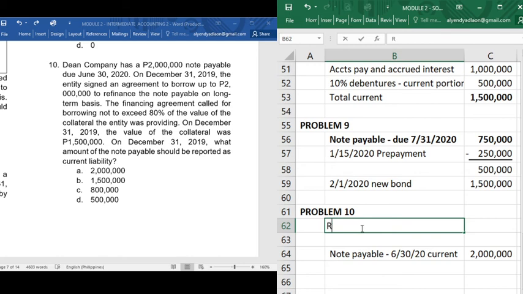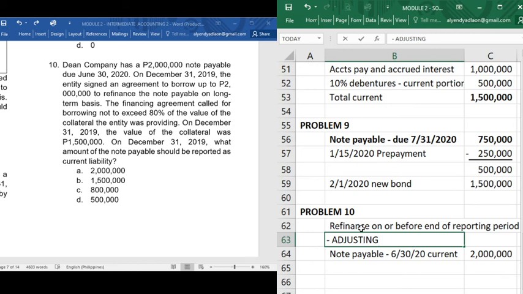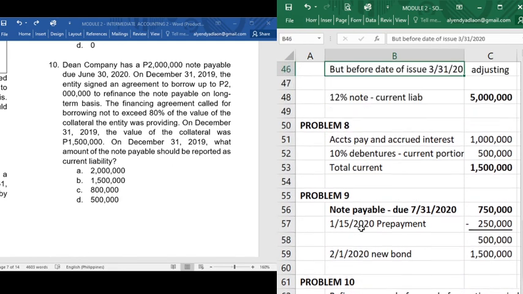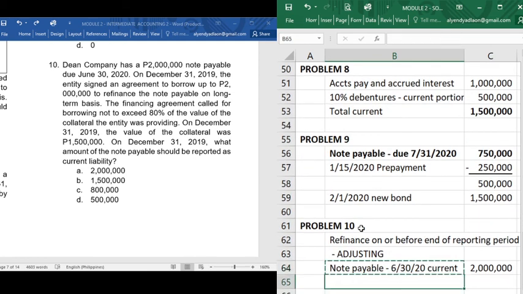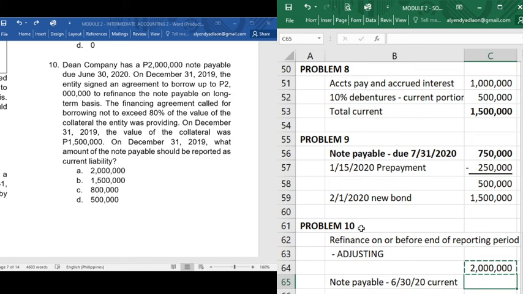If he refinanced, refinancing was on or before the end of the reporting period, December 31, 2019. So that is an adjusting event. Okay? Adjusting event. Meaning, it will be changed. Earlier, it was non-adjusting because it was after December 31. This one is on or before, right? It happened on December 31. So, this is an adjusting event.